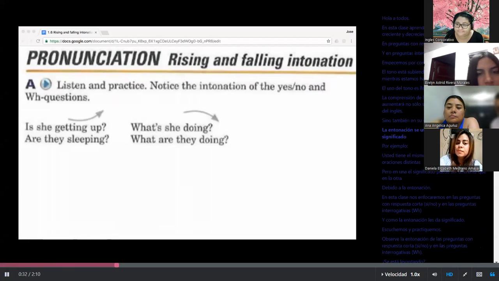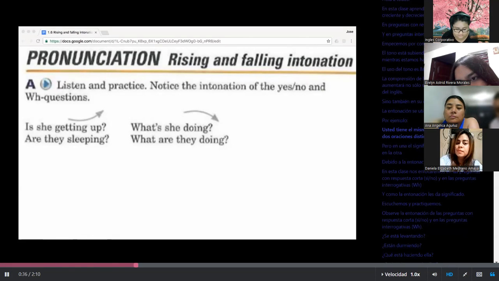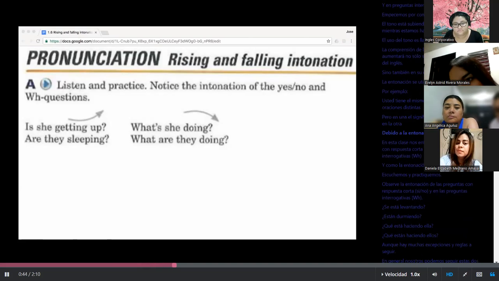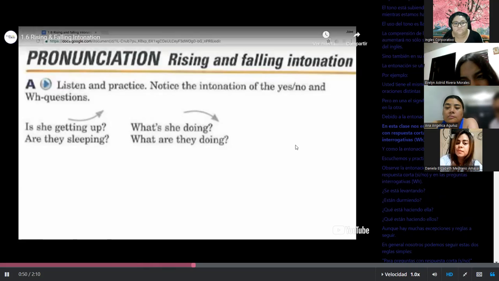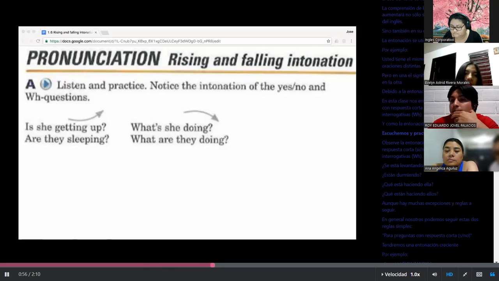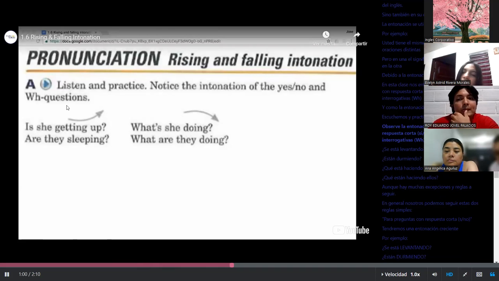Intonation is used to convey meaning. For example, you have the same set of words in two separate sentences, but in one, the meaning may be different than in the other due to intonation. In this class, we'll focus on yes or no questions and WH questions and how intonation gives meaning. Let's listen and practice. Notice the intonation of yes or no and WH questions.